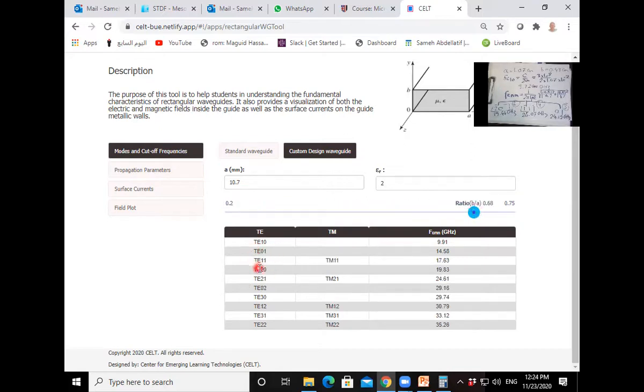Now, please check here. For larger values of B, TE01 becomes the second mode, TE11 becomes the third mode, and TE20 becomes the fourth mode. Of course, as you can see, the fundamental frequency is independent of B, because it depends only on A. It will change if I change A, which I will do after this step. But for this example, the second cutoff frequency sequence changes with the change in the ratio B to A.